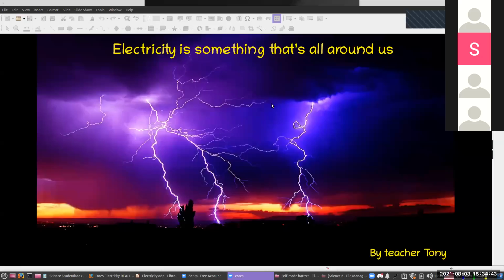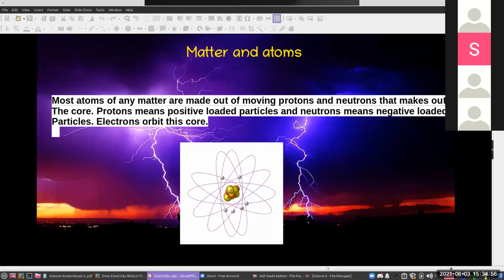To understand what electricity is: it doesn't mean electricity is just in our plug and in our battery. Electricity is always all around us. Electricity is a flow of electrons. Electrons always flow. So here's an example: we need to understand first where the electrons come from. The electrons come from the atoms.